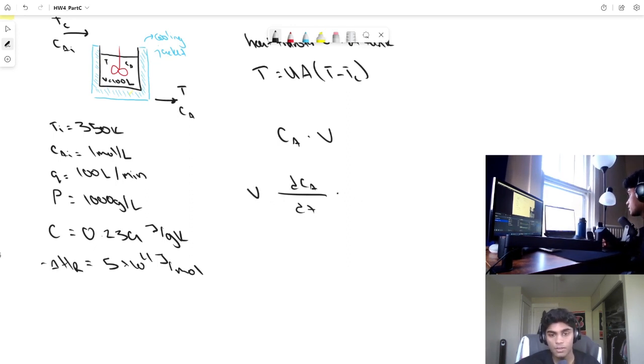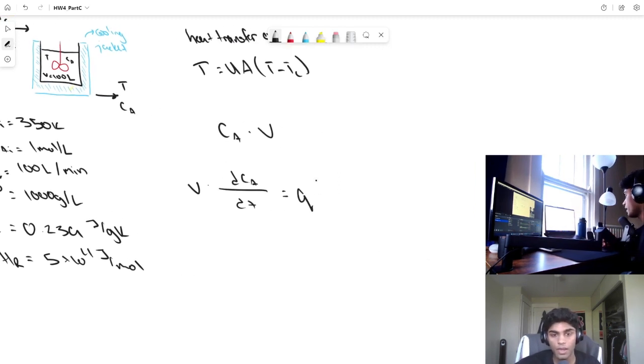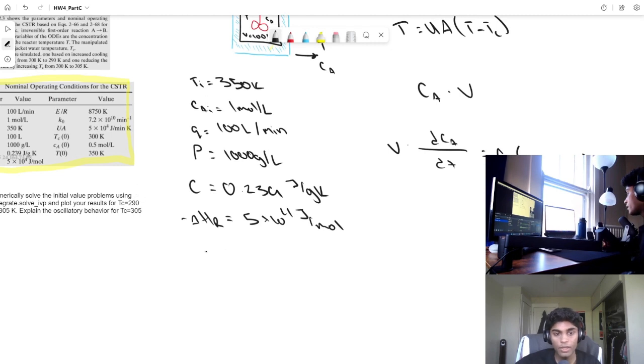Bring that out to the front. And we set this equal to the flow times the difference in concentration. And we also need to notice the fact that we have some of A that's being consumed in the reaction tank. So we can define that rate by k, which is the rate constant, times the concentration of A at that specific time, which will give us the units in moles per liter per minute.